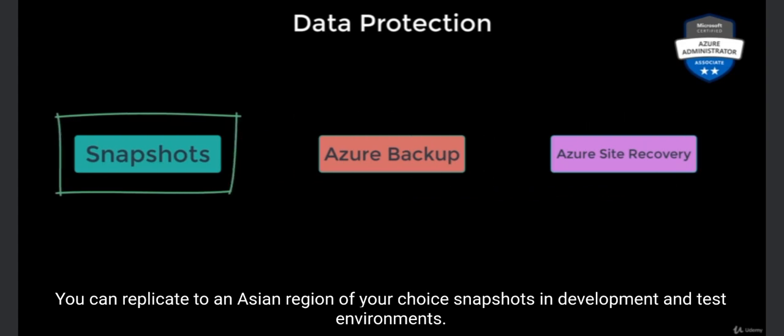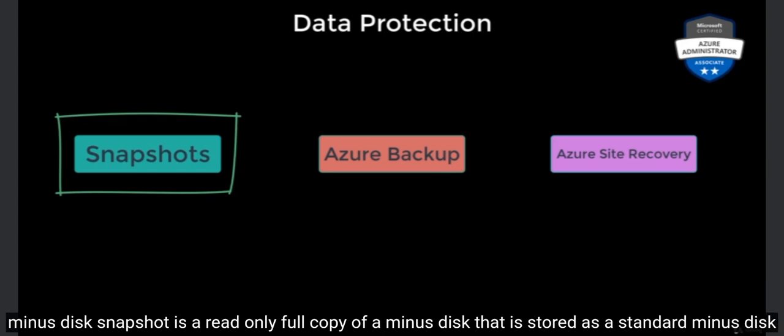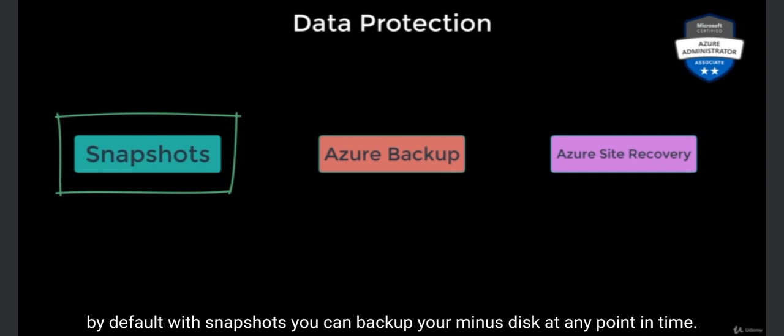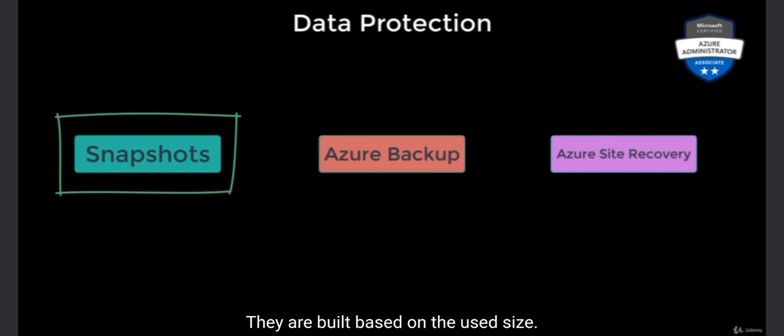Snapshots. In development and test environments, snapshots provide a quick and simple option for backing up virtual machines that use managed disks. A managed disk snapshot is a read-only full copy of a managed disk that is stored as a standard managed disk by default. With snapshots, you can back up your managed disk at any point in time. These snapshots exist independent of the source disk and can be used to create new managed disks. They are billed based on the used size.